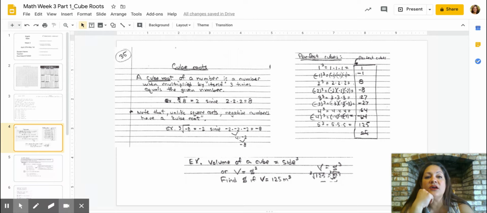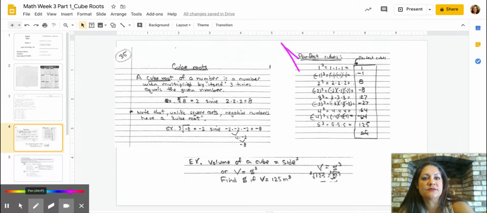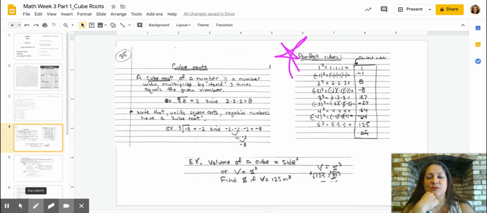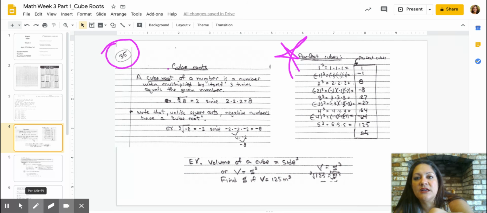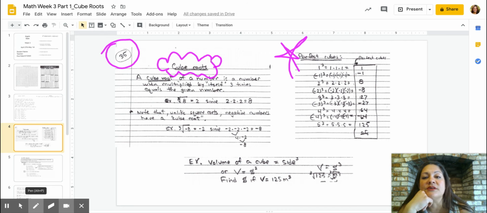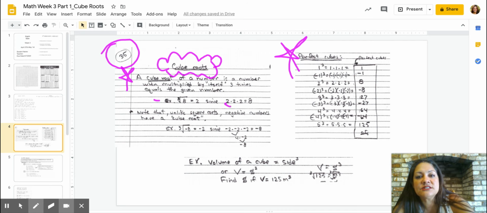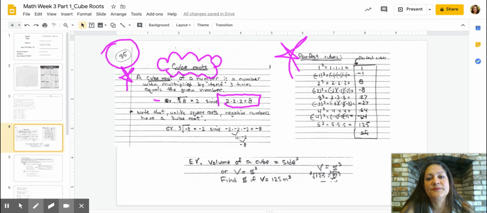Okay, so here are our notes. You'll see over here, here are those perfect cube roots on the right. On my screen, on your page, it will be in the middle. But this is your notes, number 35, for cube roots. A cube root of a number is a number that when multiplied by itself 3 times equals a given number. Okay, so here is our example. The cube root of 8 equals 2, since 2 times 2 times 2 equals 8.